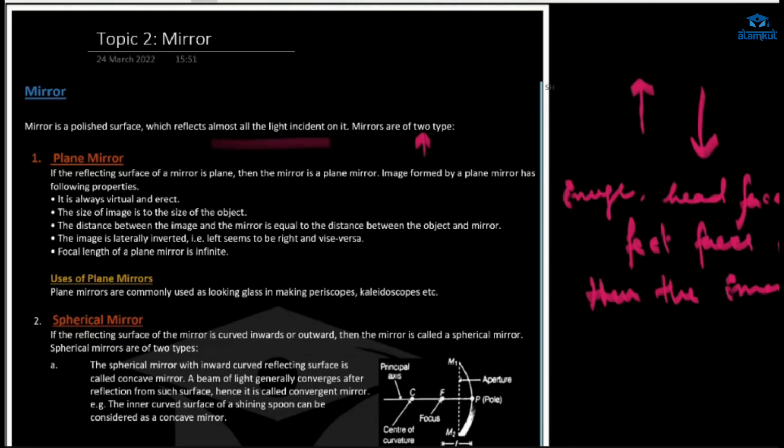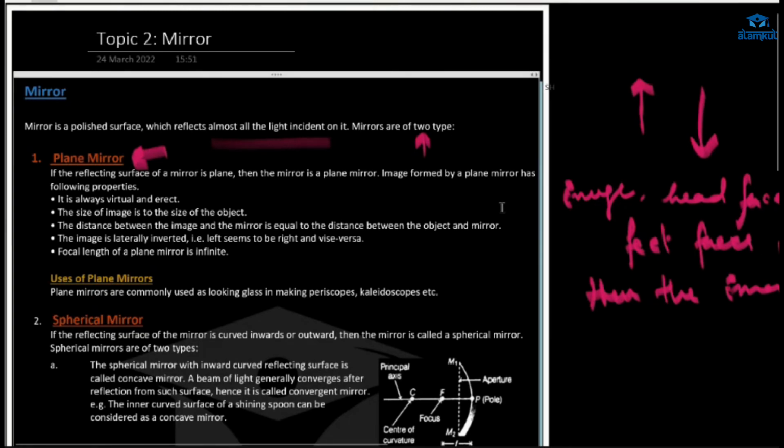Yes, ma'am. That is actually, when you see the spoon, you are making a concave mirror and a convex mirror. In a plane mirror, the size of the image is equal to the size of the object. Also, whatever your distance from the mirror is, you will experience the same distance of your image from the mirror.